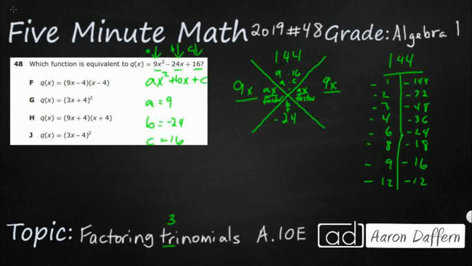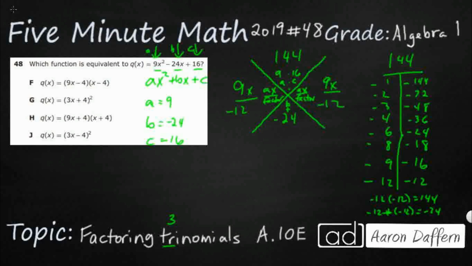All right, so two negatives. What this means is negative 12 times negative 12 equals positive 144. And then negative 12 plus negative 12 equals negative 24. So we put each of these factors down here, right? So I've got negative 12, and I've got negative 12.